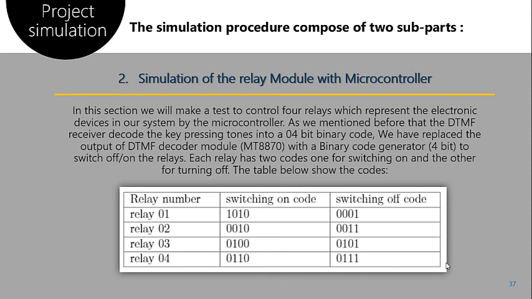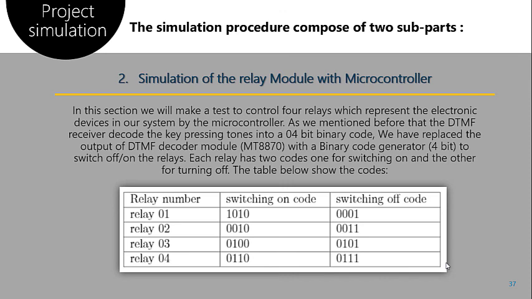The second part of the simulation is to simulate the relay module with the microcontroller. In this section, we will make a test to control 4 relays, which represent the electronic devices in our system, by the microcontroller. As we mentioned before, the DTMF receiver decodes the key pressing tones into a 4-bit binary code. We have replaced the output of the DTMF decoder module with a binary code generator to switch the relays on or off.